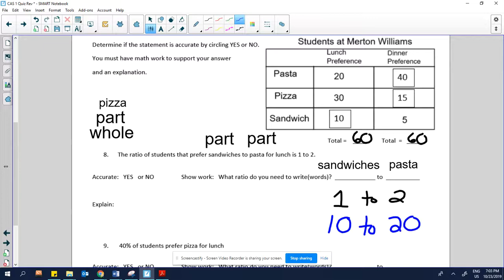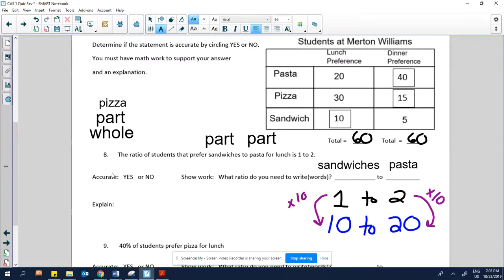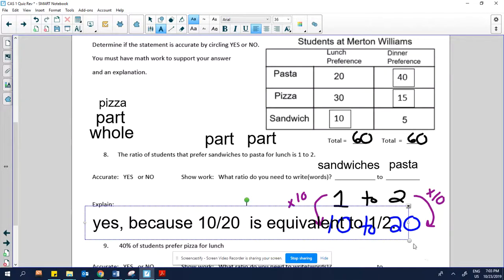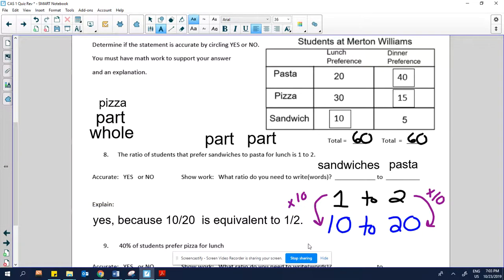Is that the same thing? Does that have the same scale factor on both sides? Sure does. Times 10 on this side, times 10 on this side, same scale factor. So your answer would be yes, because 10/20ths is equivalent to 1/2. Or if you wanted to say 10 to 20 is equivalent to 1/2, that would be okay also.